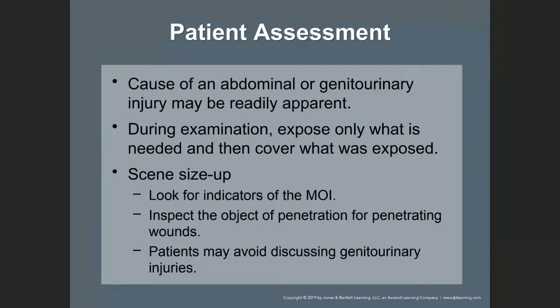Patient assessment. The cause of an abdominal or genitourinary injury may be readily apparent. During examination, expose only what is needed and then cover what was exposed. Look for indicators of MOI. Inspect the object of penetration for penetrating wounds. Patients may avoid discussing genitourinary injuries.